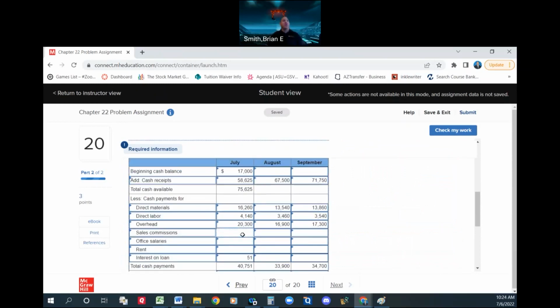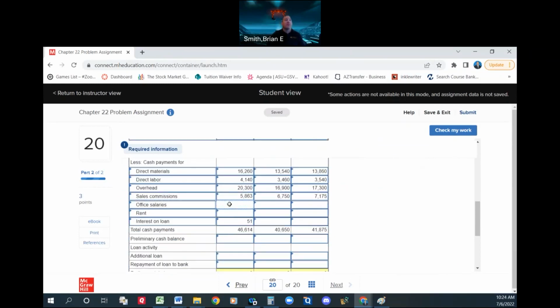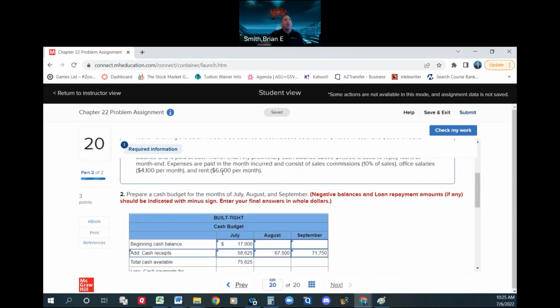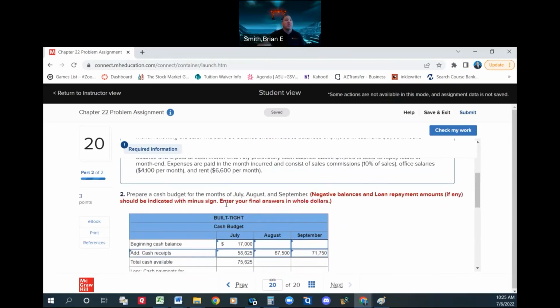Sales commissions here then is 58, 62, 50, 67, 50, and 7175. I'm taking 10% of these numbers, okay? If you take 10% of it, you just move the decimal over 1, and that gives you 10%. Office salaries is $4,100 per month. And then rent is $6,600 per month. Okay.